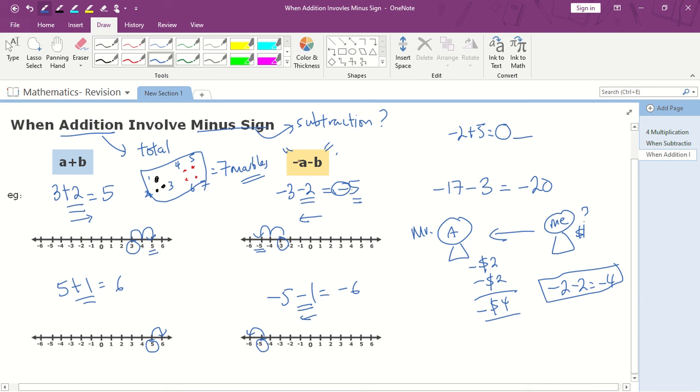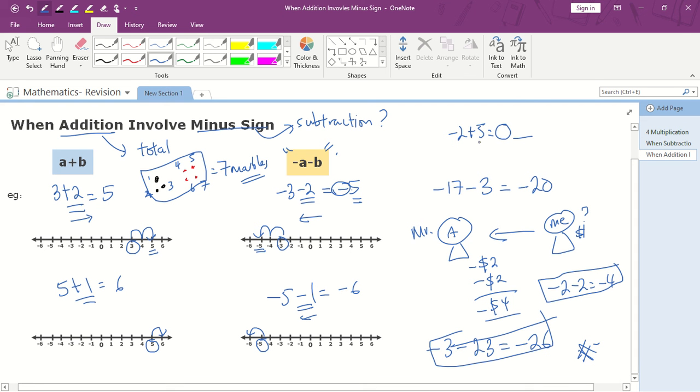It doesn't matter whether A is the bigger number or B is the bigger number in this case. Even if I put negative 3 minus 23, it will be 3 plus 23, 26, and since both are negative, this will be negative. That is the case. So I hope you understand this, when addition involves a minus sign.